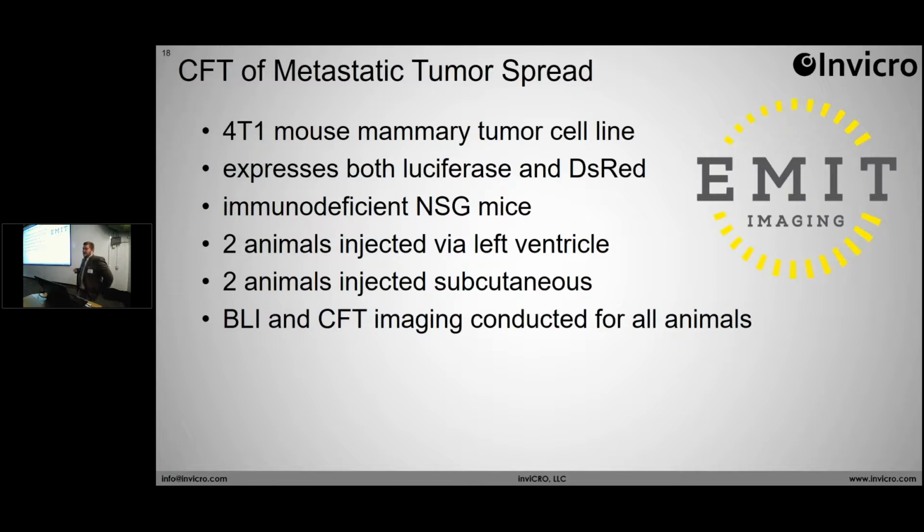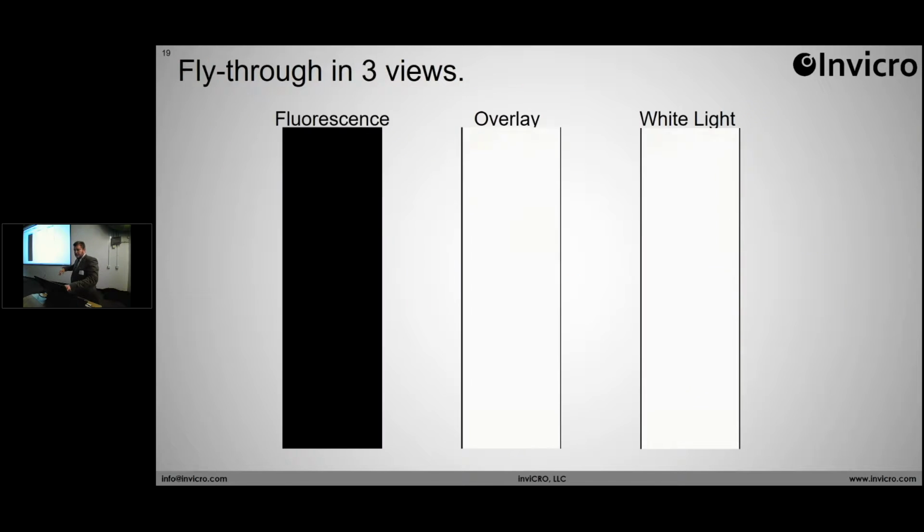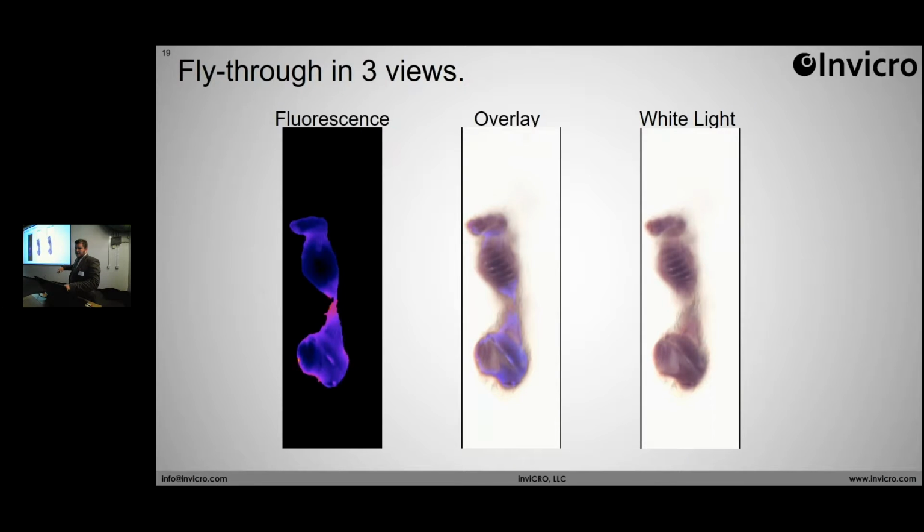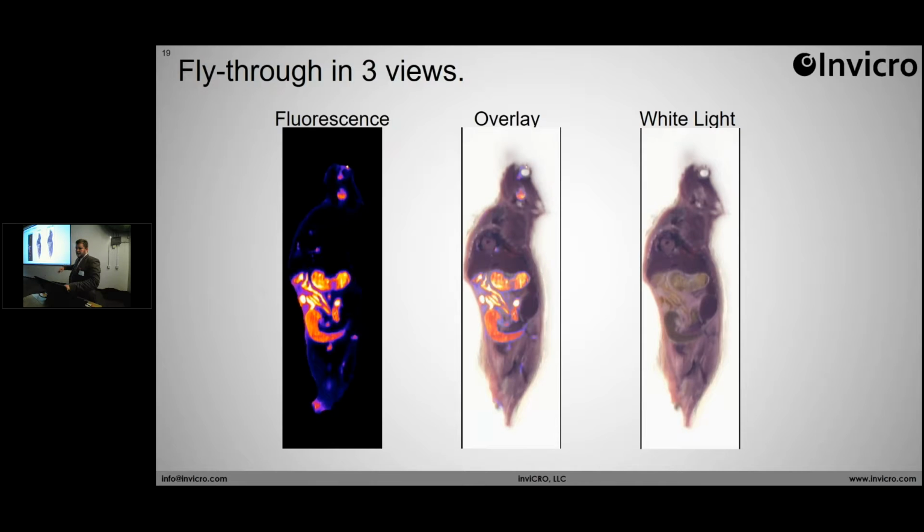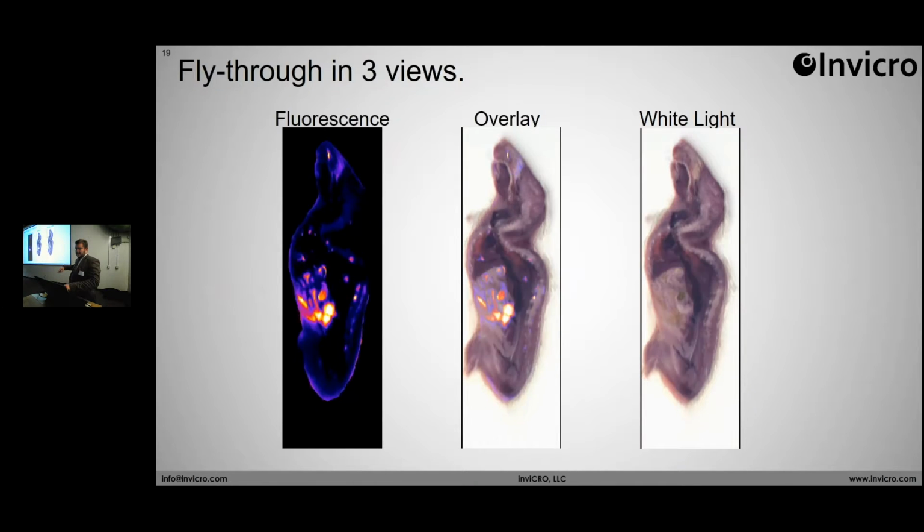All right, so this is an example of tumor metastatic spread that we did in conjunction with emit imaging. What we have is a 4T1 mouse mammary tumor cell line that expressed both luciferase and DsRed, in immunodeficient mice, and this was an intracardial injection. So injected right into the heart, and then the metastases were allowed to spread. And we did bioluminescence imaging and CFT imaging. This is what the CFT imaging fly-through looks like. We can see a lot of metastases that have shown up everywhere.